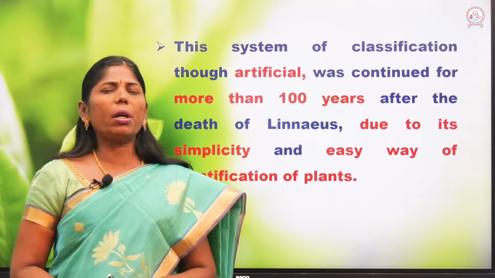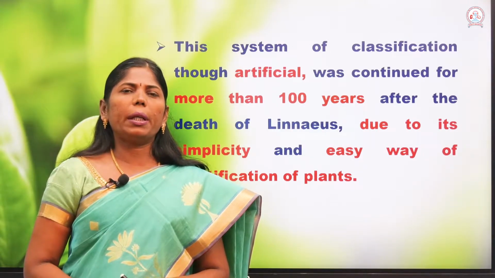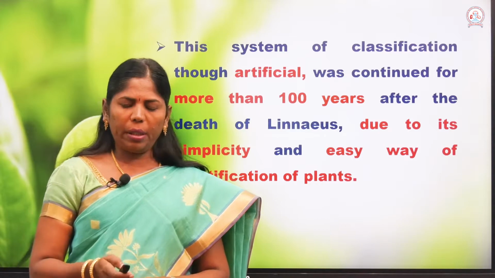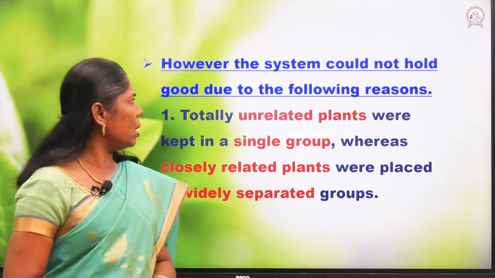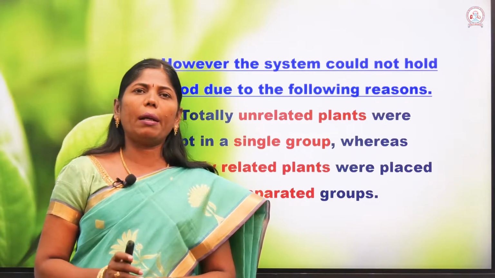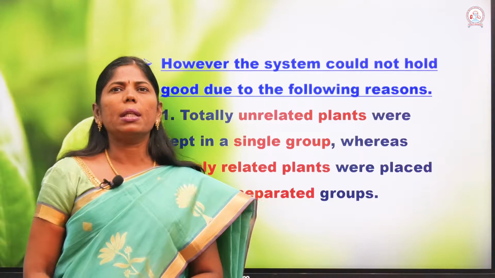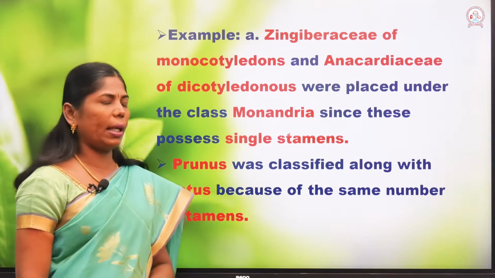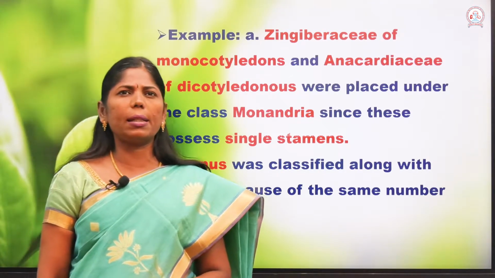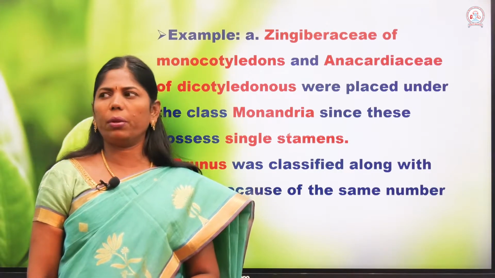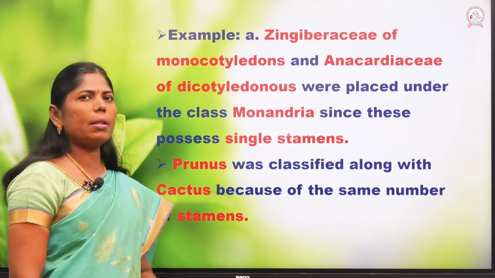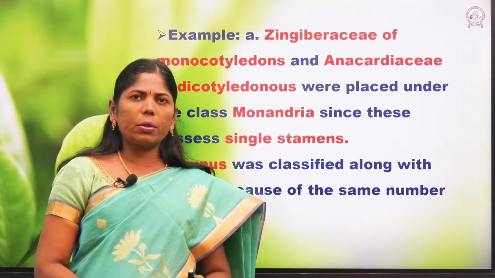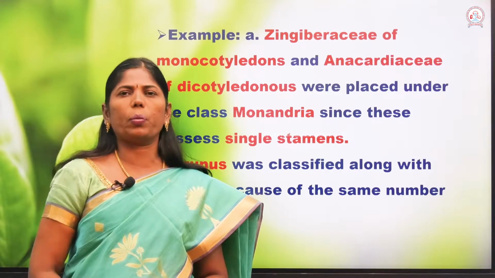The artificial system is very easy to follow, but it cannot be followed continuously because it has some difficulties. Totally unrelated plants are in the same group and related plants are in different groups. For example, Gingiberaceae of the monocotyledons and Anacardiaceae of the dicotyledons are placed in the same group based on a single character, that is, a single stamen. Another example is Prunus and Cactus, which are also in the same group. These are unrelated plants in the same group, so that is a drawback.